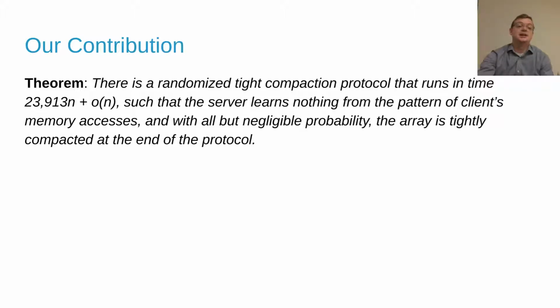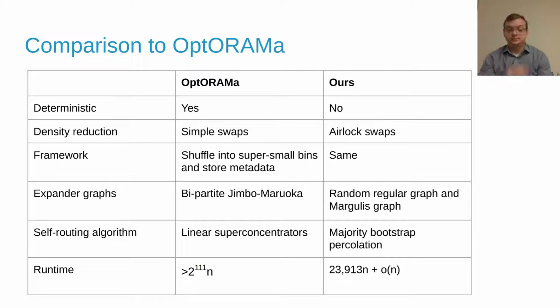23,913 n is still not exactly fast, but it is a marked improvement. I'll just throw this table up here and comment on a few of these things. We're going to discuss these segments of the algorithm in more detail throughout the talk today. But I'll note that OptORAMa does not give a constant and is not trying to optimize constants. It's merely trying to prove an asymptotically optimal bound.